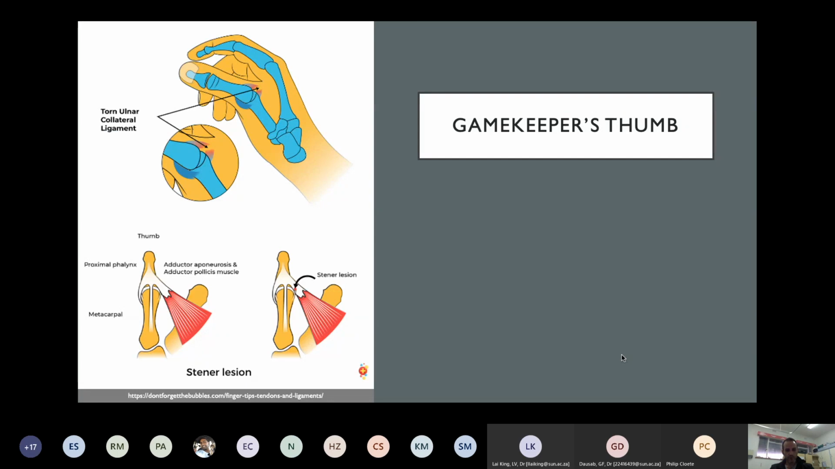Gamekeeper's thumb is an uncommon injury, but it's something which is potentially quite debilitating. So this is disruption of the ulnar collateral ligament of the thumb due to forced extension or abduction of the thumb metacarpophalangeal joint. I could also call it skier's thumb, where the ski pole pushes against the patient's thumb, forcing that thumb into abduction and extension.